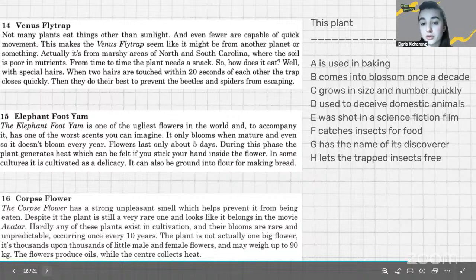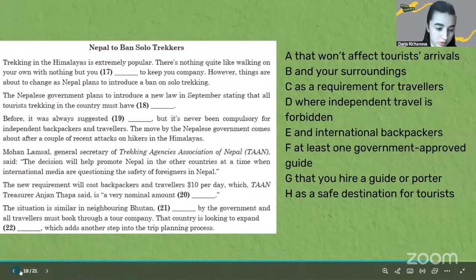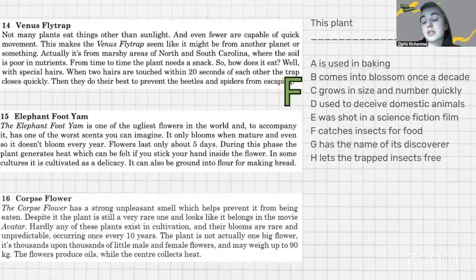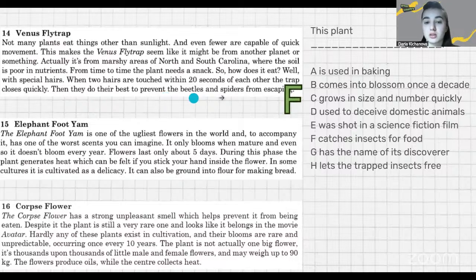Okay, we are going to check the answer. The Venus flytrap is the plant that catches insects for food. And where can we find it? The plant needs a snack, so it eats them, and they do their best to prevent the beetles and spiders from escaping. So they eat them and don't let them escape. So you were correct if you chose letter F.